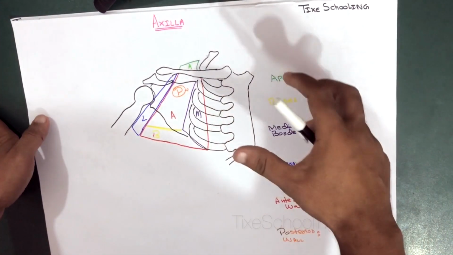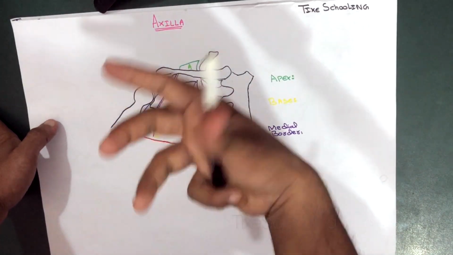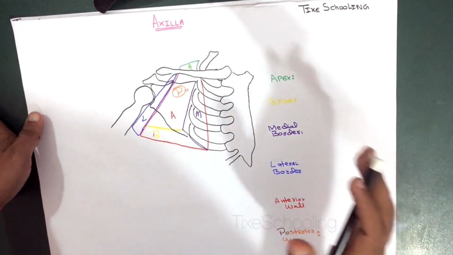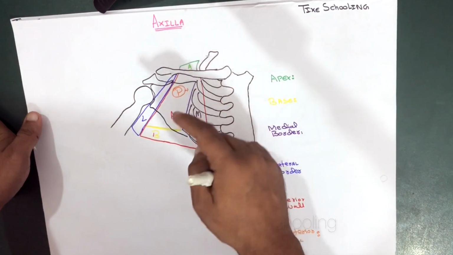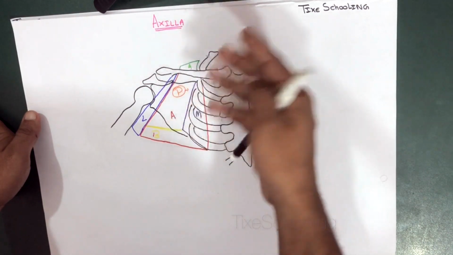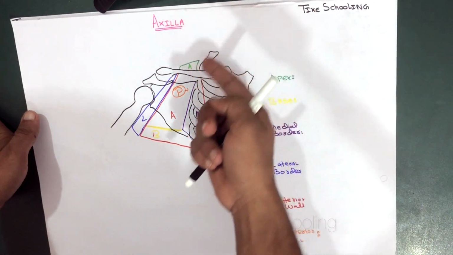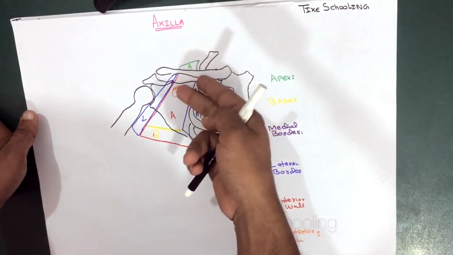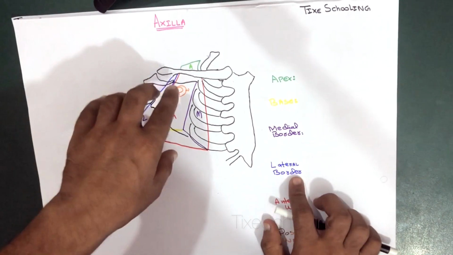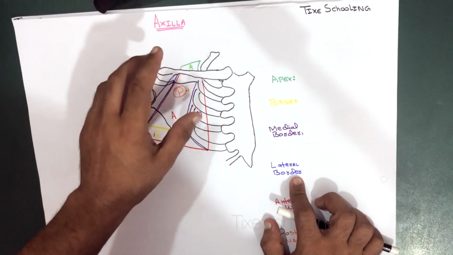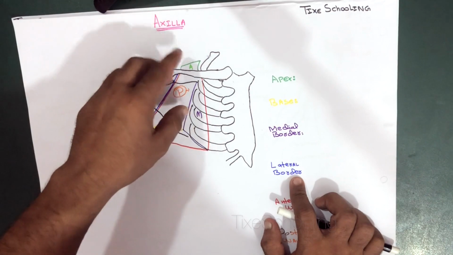So let's start with the apex. The apex, or upper end, is directed into the root of the neck. The main vessels pass from the neck through this apex and enter the upper limb, or you can say the axilla.